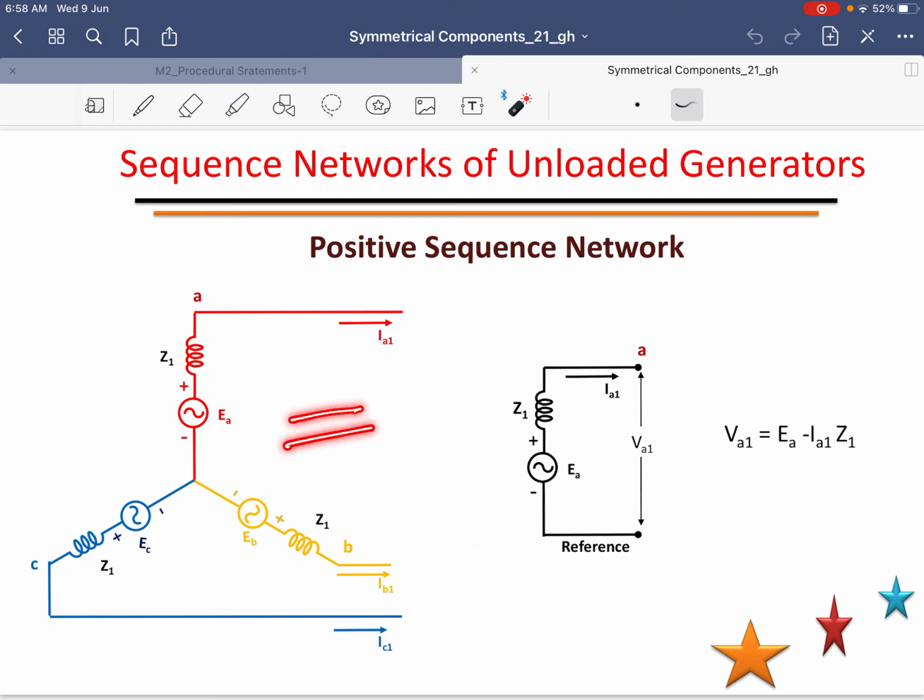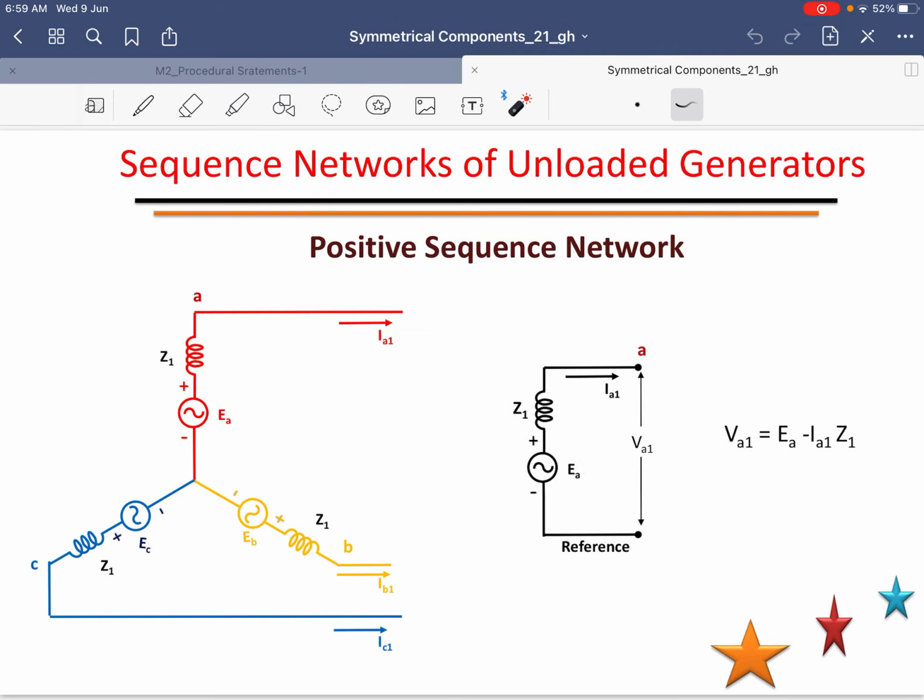Then this network can be represented on a per-phase basis as a positive sequence network. Therefore, you can take any one of the phases. For drawing, I am considering EA and Z1, and similarly B and C, because in a balanced system we analyze on a per-phase basis. Therefore, I am drawing the network for phase A. It consists of the voltage EA, impedance Z1 and the current IA1.